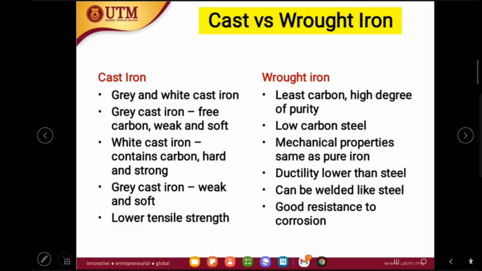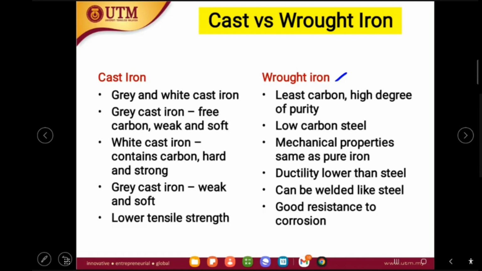For the cast iron, we have gray and white cast iron in general. The gray cast iron is free of carbon, but it is weak and soft. Meanwhile, the white cast iron contains carbon, and it is hard and strong. So if you look at here, the content of the carbon will result in iron which is stronger and also harder. Meanwhile, the rough iron has less carbon and a high degree of purity.